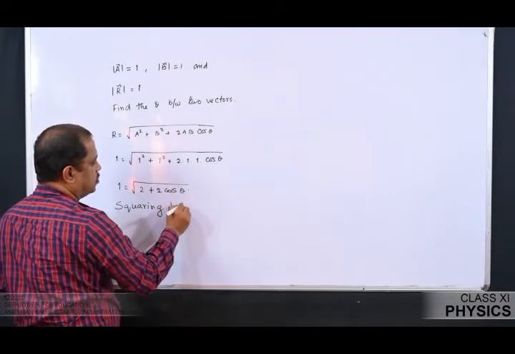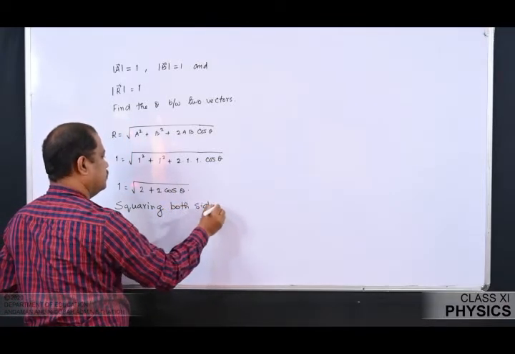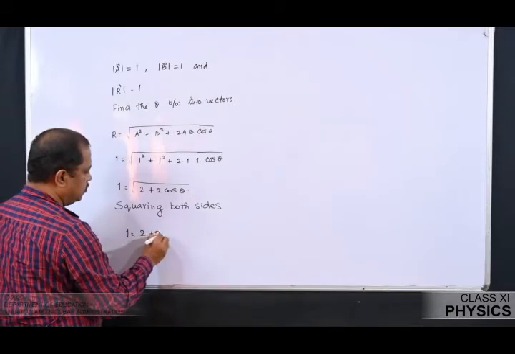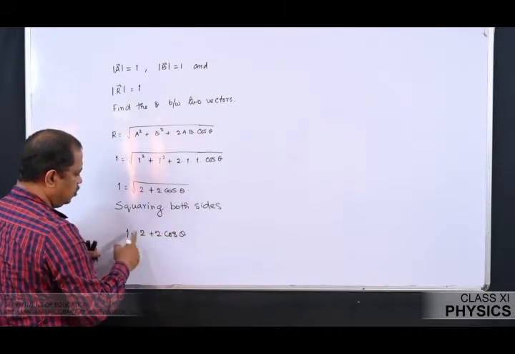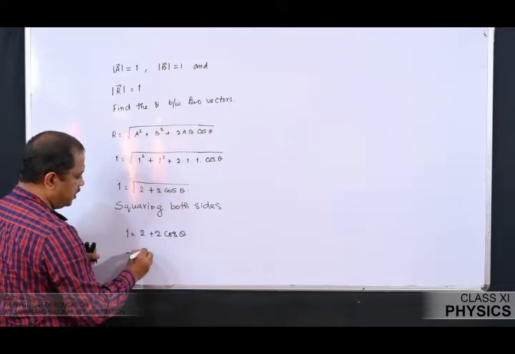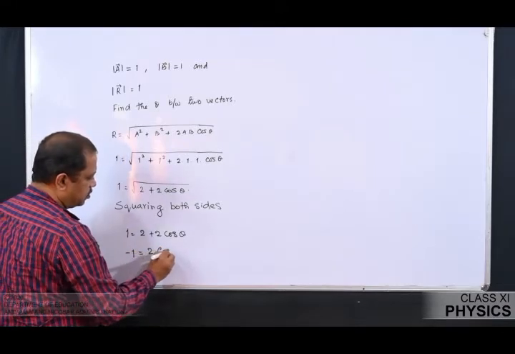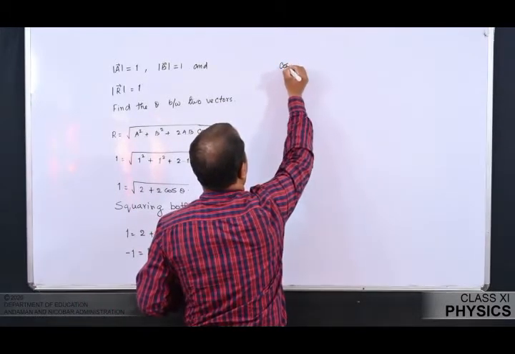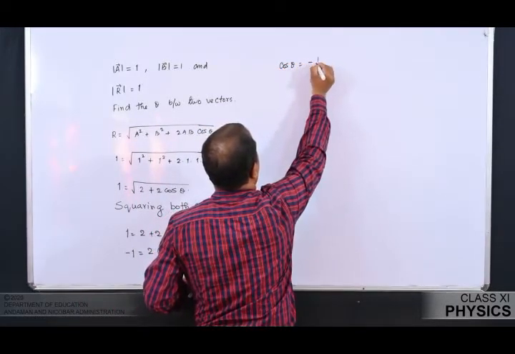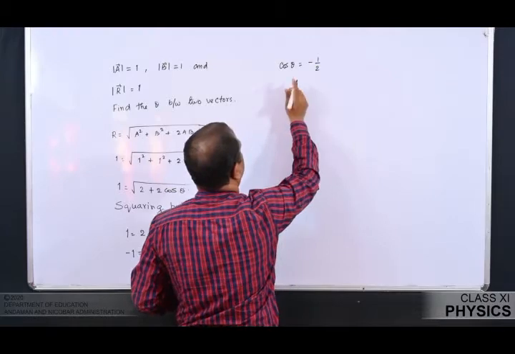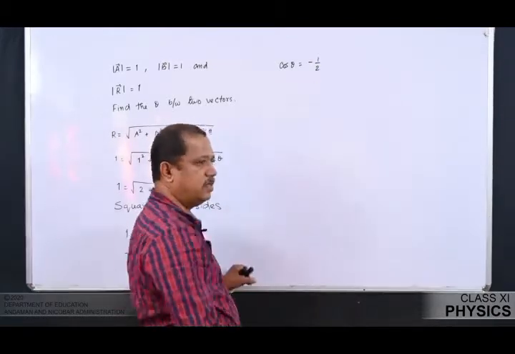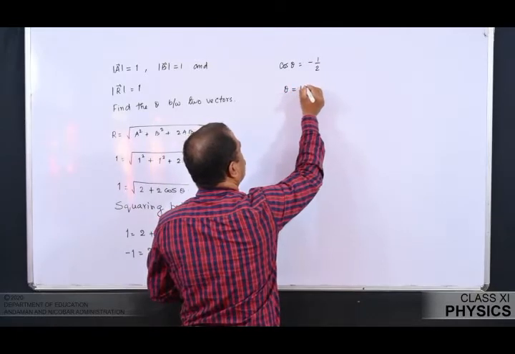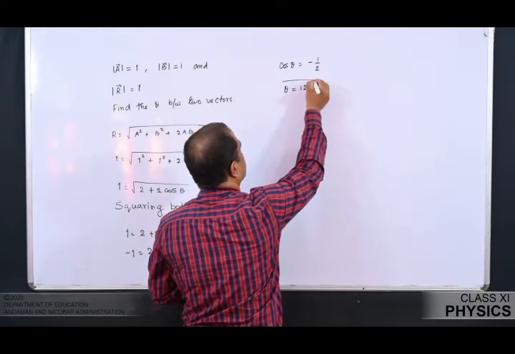So squaring both sides, I'll have 1 is equal to 2 plus 2 cos theta. If I bring this over, this will be minus 1, equal to 2 cos theta. Otherwise, I'll have cos theta is equal to minus 1 by 2. For what value of theta is its value minus 1 by 2? We see that theta will be equal to 120 degrees.